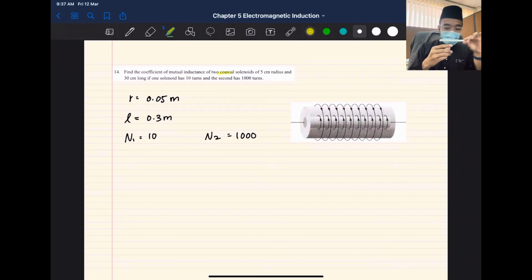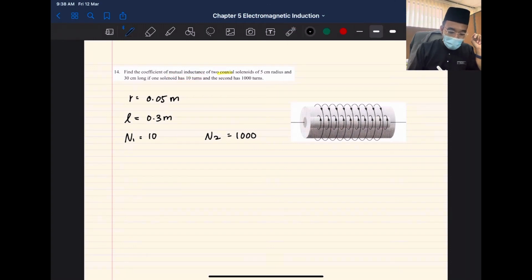So in this case actually the radius is the same, but in the diagram that I am showing, the radius is not the same, there are two radii. So I just show you this solenoid to show you the idea of coaxial. But ignore the fact that this one has a different radius. So you will expect the radius is the same except the number of turns is different. One has 10 turns, another one has 1000 turns. So they just want to find mutual inductance.